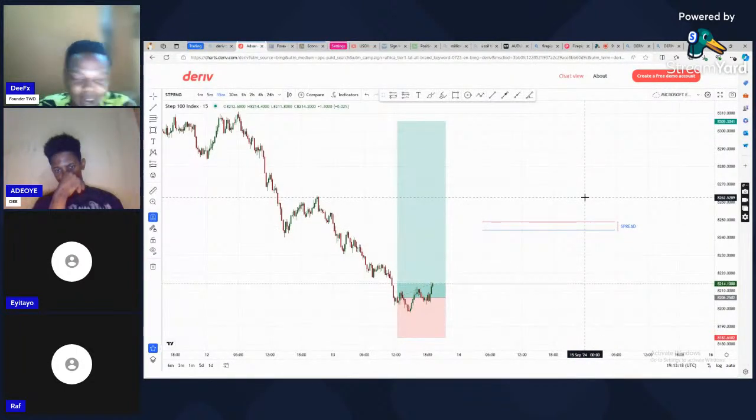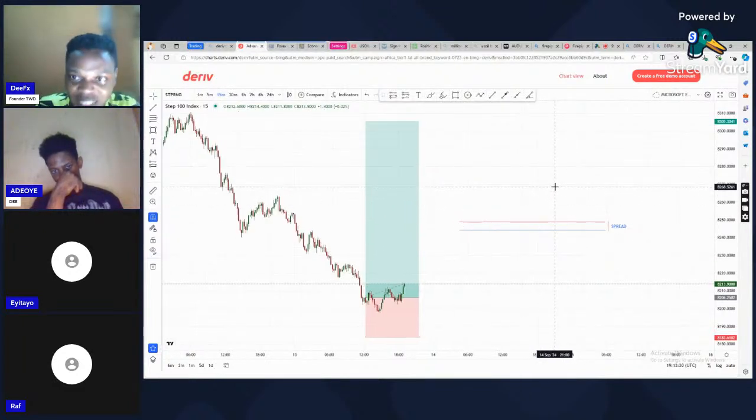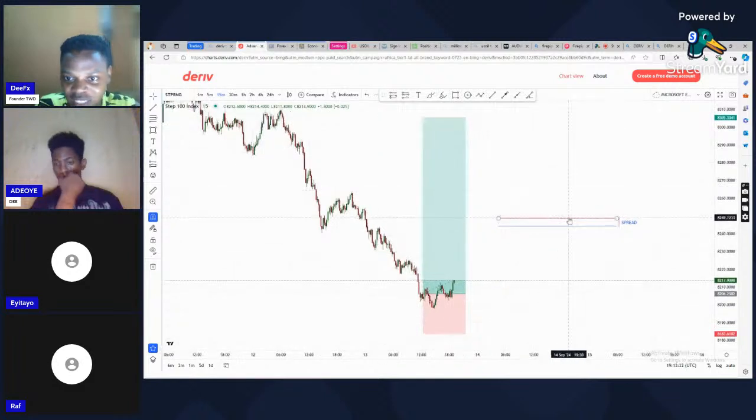In Deriv, the spread is only suitable for Deriv pairs. It is not suitable for forex pairs. That is why sometimes their spread actually fluctuates. It is not as organized as Xness. Do you understand? It is not as tight as Xness. It is not as organized as Xness.